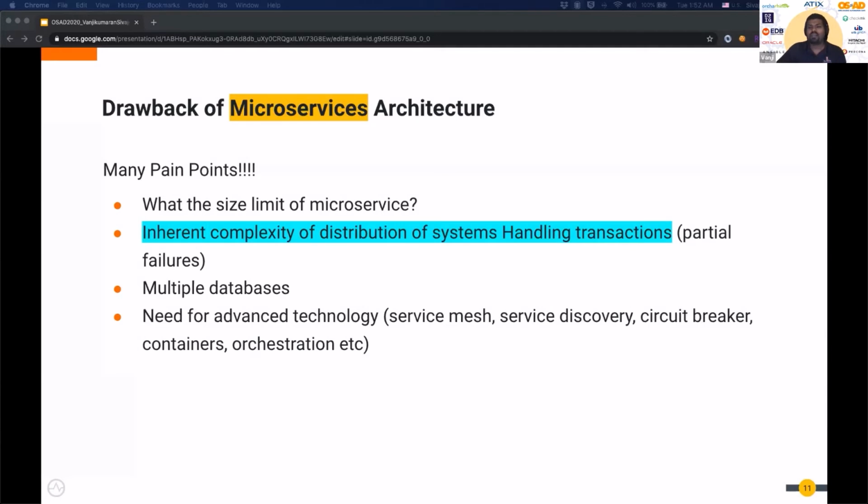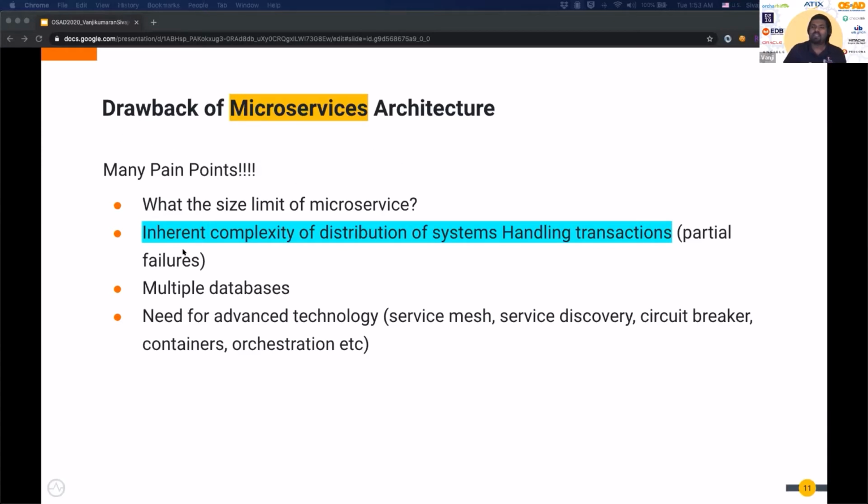But considering the modularity and the interconnection communication, there is an inherent complexity of distributed system handling and transactions. This means there are lots of chances to run into real network problems. So in today's talk, I will mainly focus on this particular point: how we can avoid these, and how we can observe and create proper procedures to avoid this.